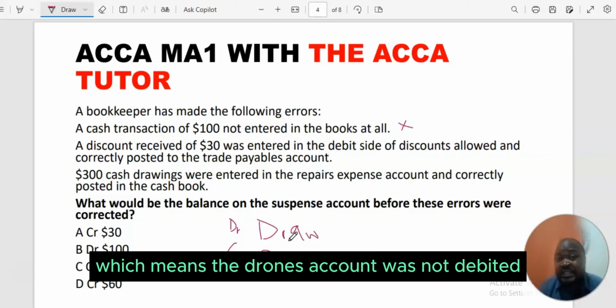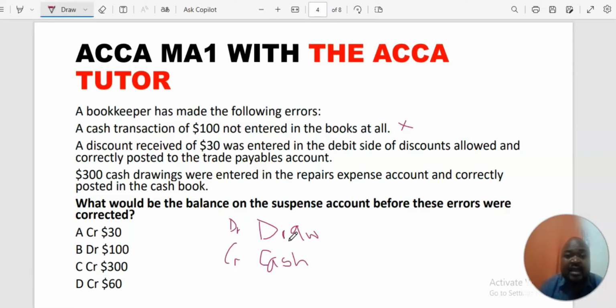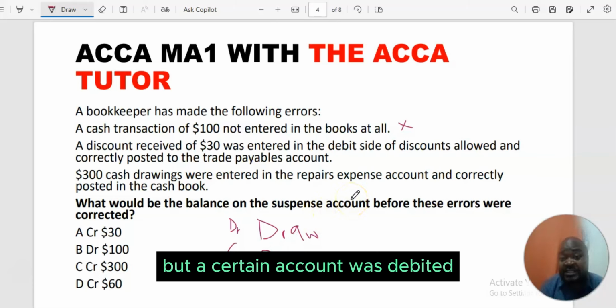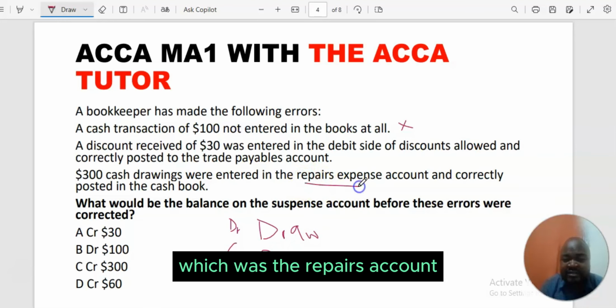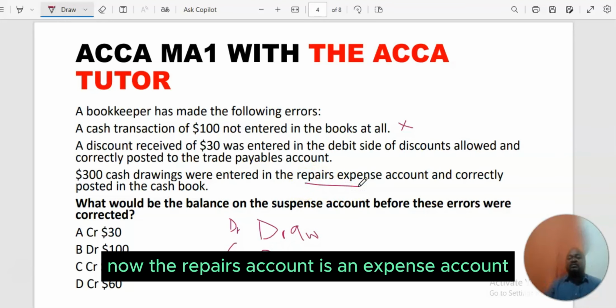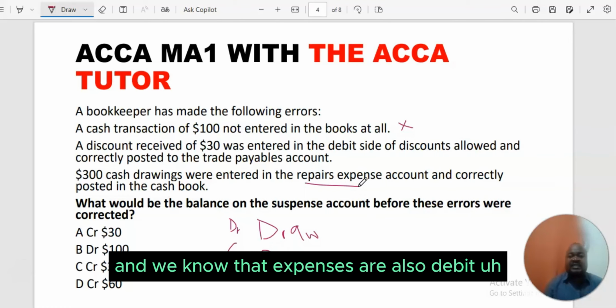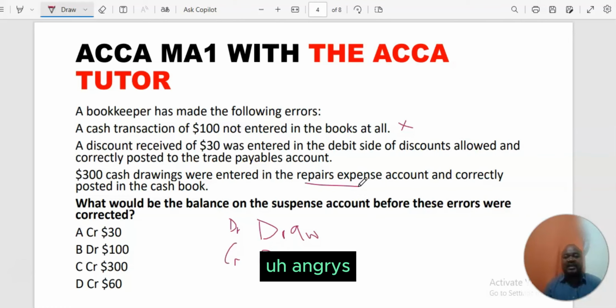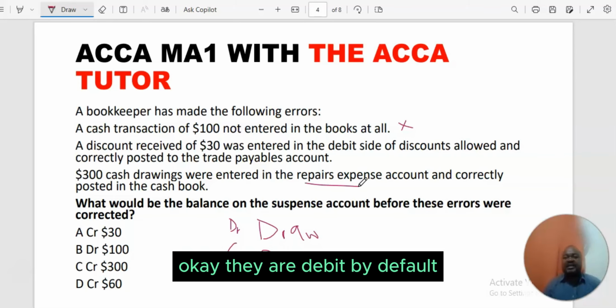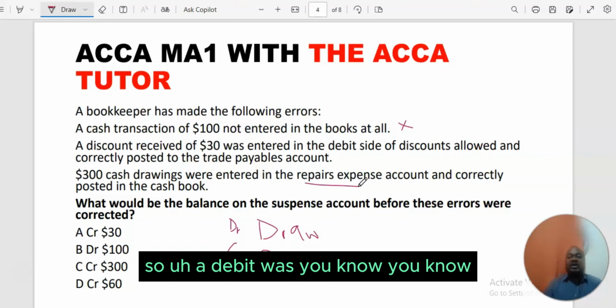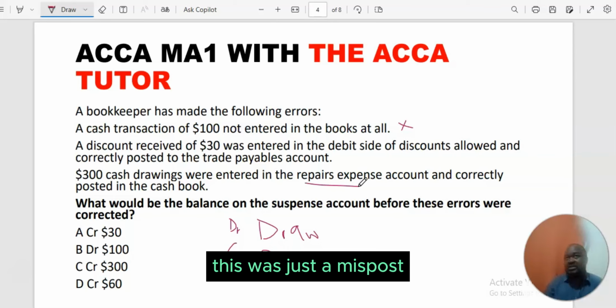Which means the drawings account was not debited, but a certain account was debited, which was the repairs account. Now, the repairs account is an expense account, and we know that expenses are also debit entries. Okay, they are debit by default. So this was just a misposting.